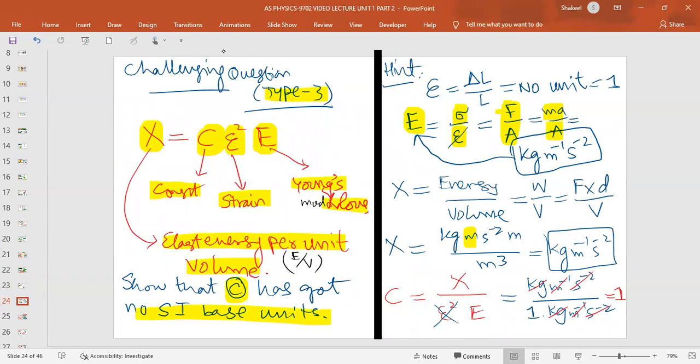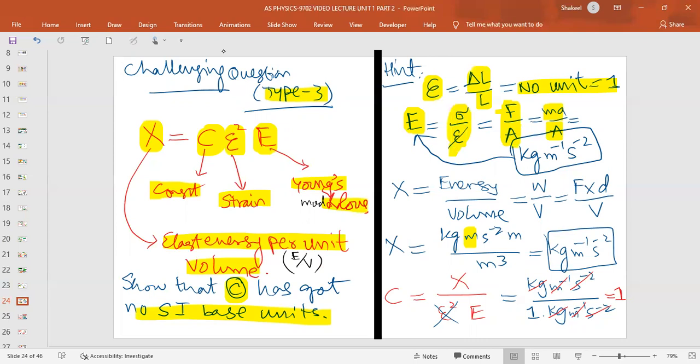Why is it challenging? Because it has too many different quantities like X and E. So what you have to do is make C the subject, right? But before that, let's talk about strain. It is delta L over L. It has no unit, right? And then we talk about Young modulus. Young modulus is stress over strain, sigma over epsilon. And as epsilon, strain has no unit, it is only F over A.